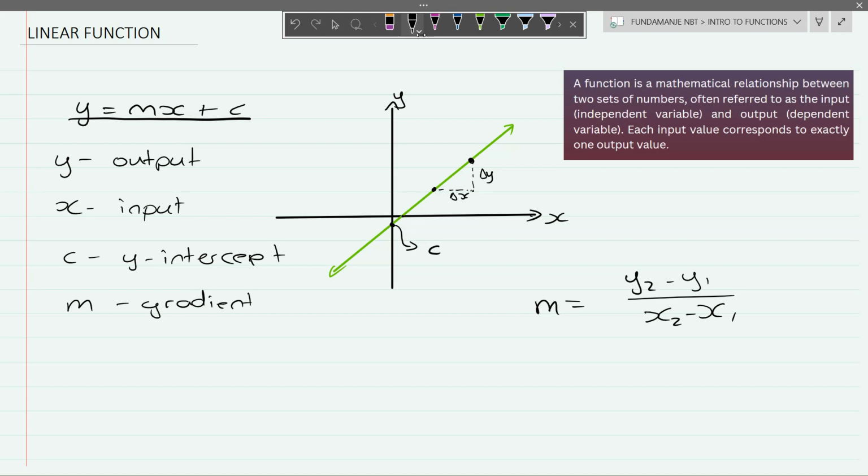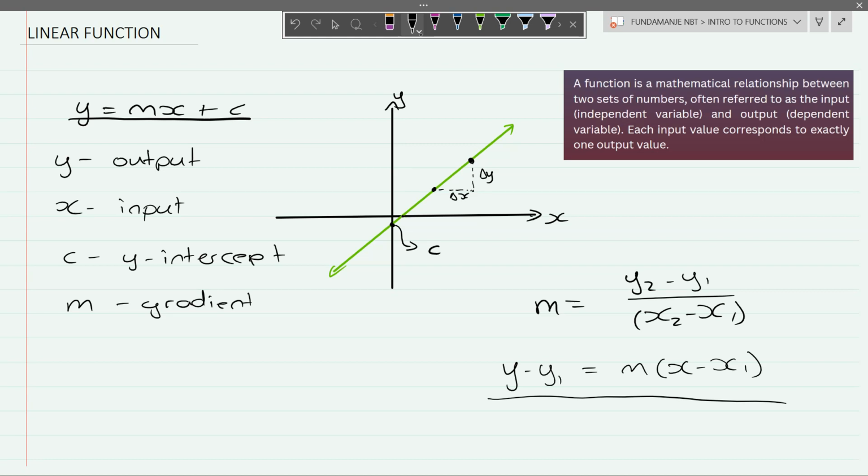gives us our gradient. Then there is another formula that you might be aware of, where we have y minus y1 is equal to m times (x minus x1). This is the same linear function formula, but from the perspective of the gradient. If we multiply both sides by x2 minus x1, we end up with this function over here, where we just need to substitute one coordinate and the gradient if we know it, and we can get our standard linear function almost immediately.